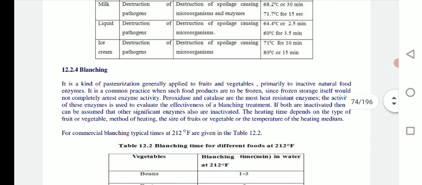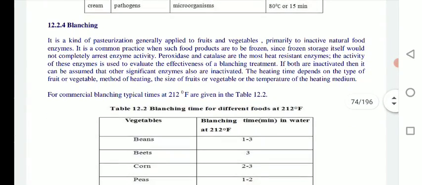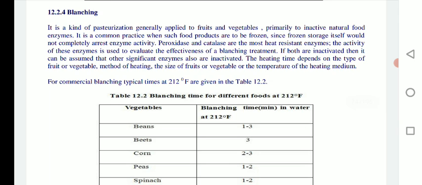So blanching is a kind of pasteurization generally applied to fruit as well as vegetables, primarily to inactivate natural food enzymes. Blanching is used for treatment of fruit as well as vegetables, and primarily it inactivates or destroys enzymes present in natural food. It is a common practice when such food products are to be frozen, since frozen storage itself would not completely arrest enzyme activity.